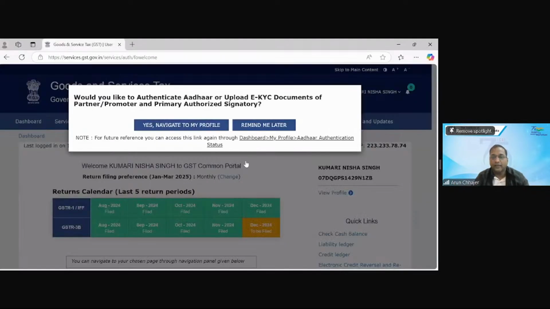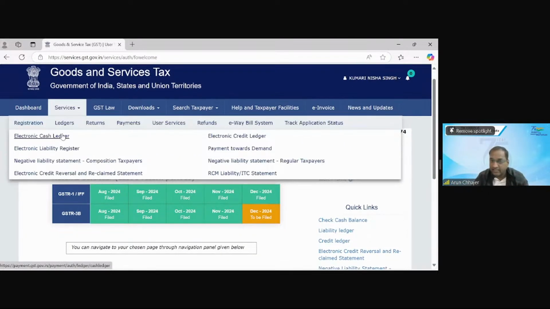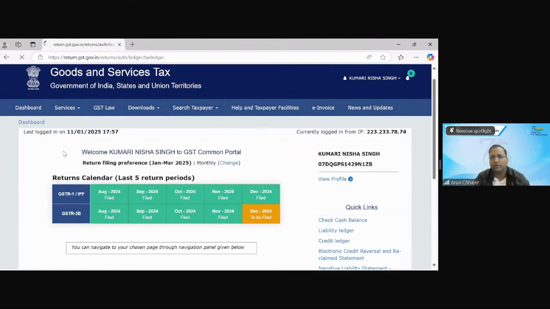I hope you are able to see the portal. This is the GST live portal. Go to the services, go to the payment, go to the ledger. All these ledgers we have discussed. Cash ledger we have discussed. Credit ledger we have discussed. Electronic liability register we have discussed.